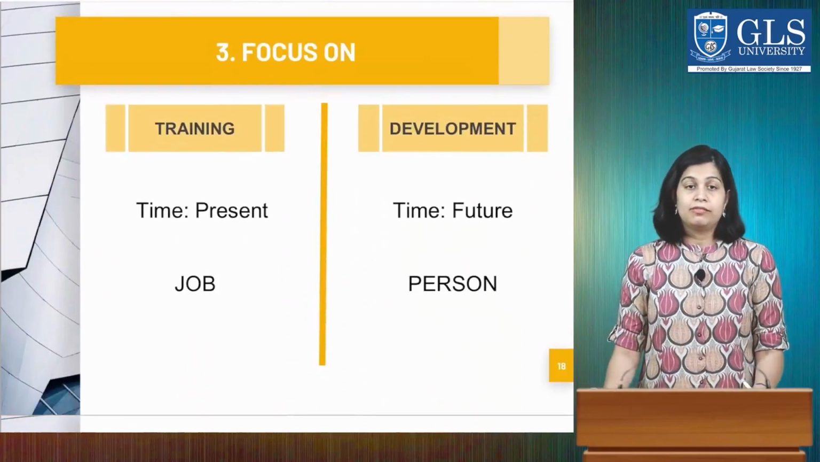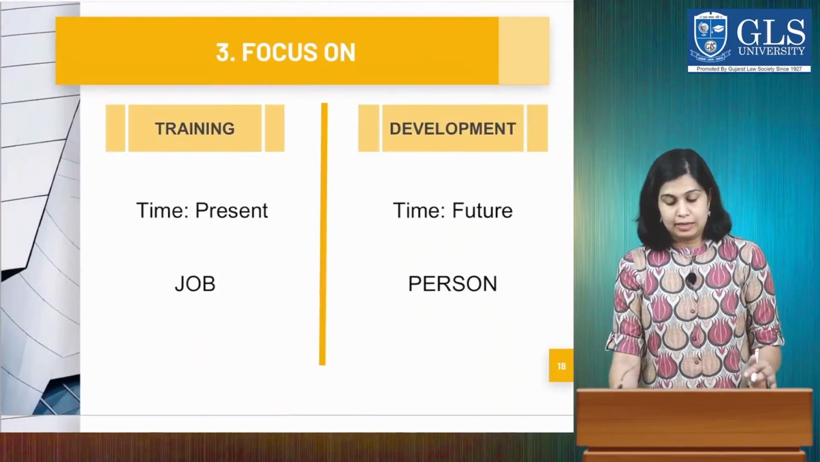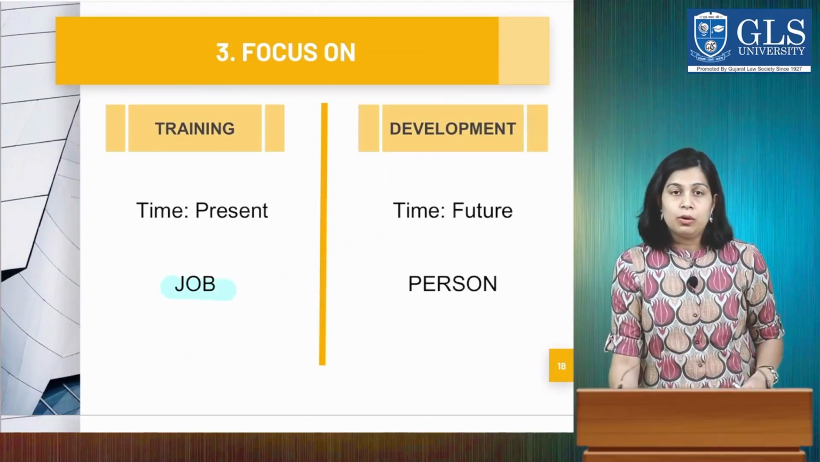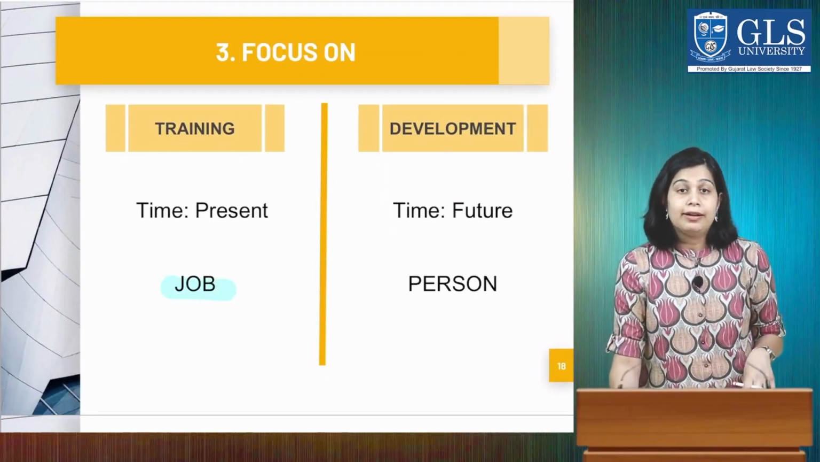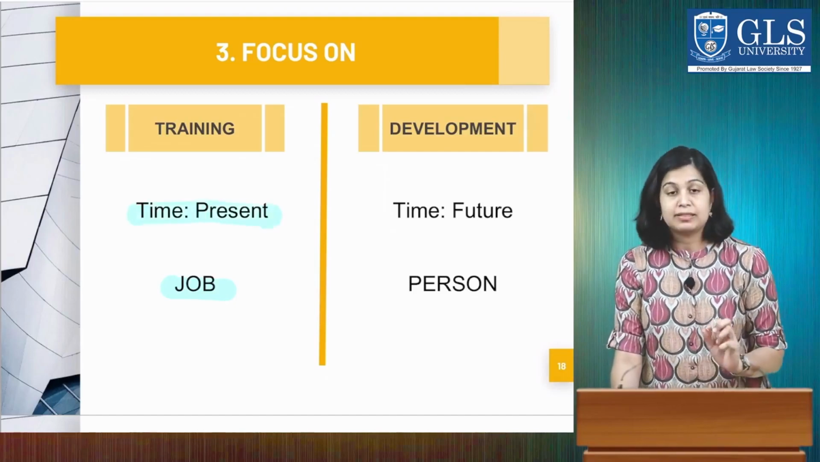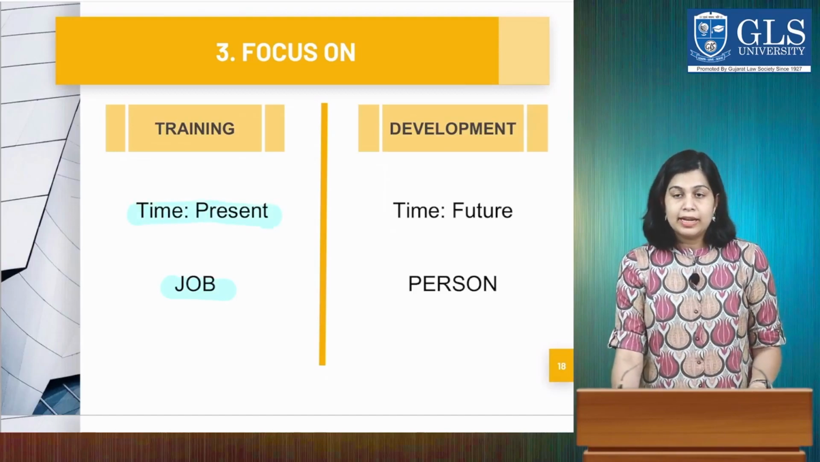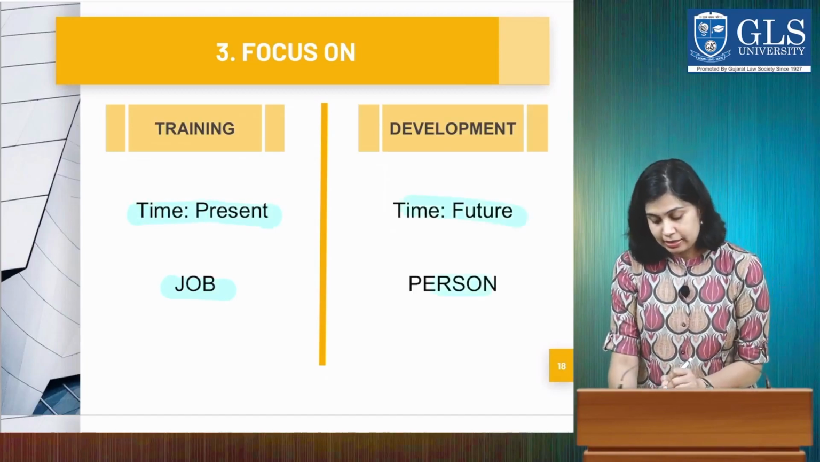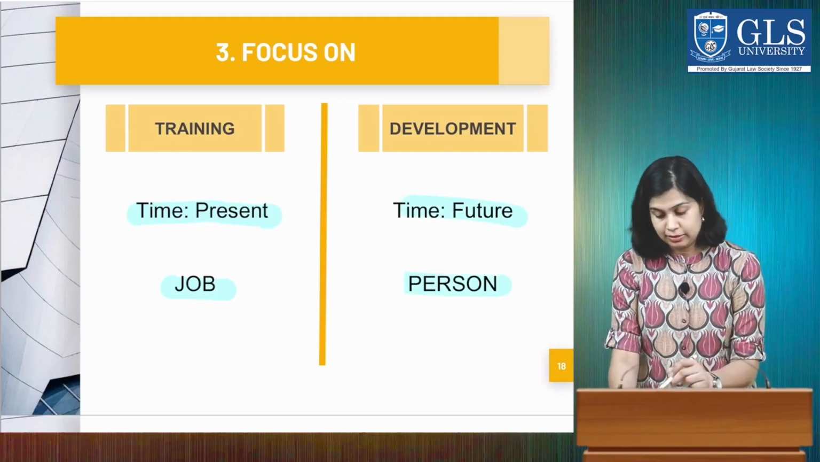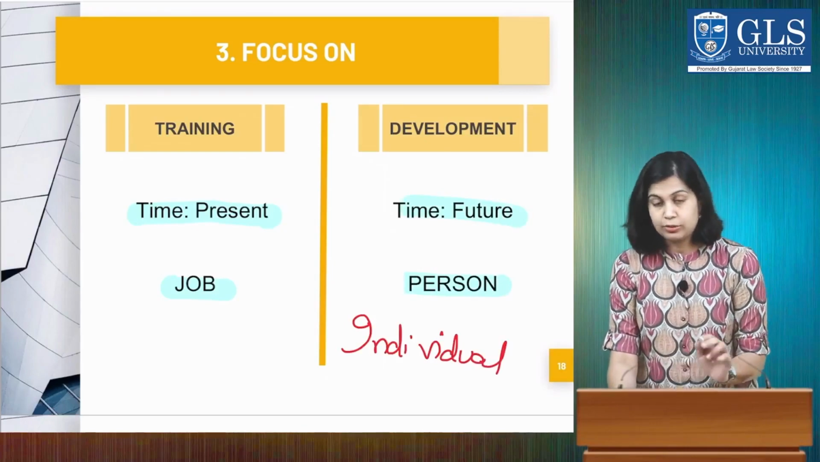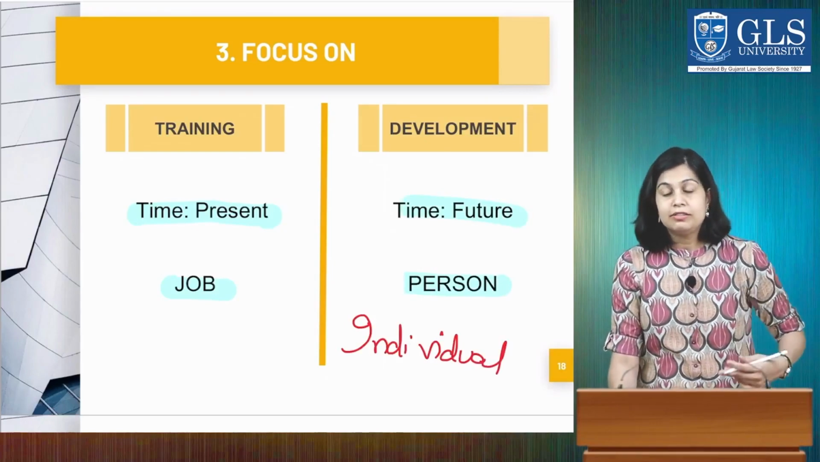Hence, the focus of training is job oriented. And since it is job oriented, we want the employee to learn the job skills right now, so the time is called the present. On the other hand, development is for the future and it is individual in nature. Now, what does individual in nature mean?